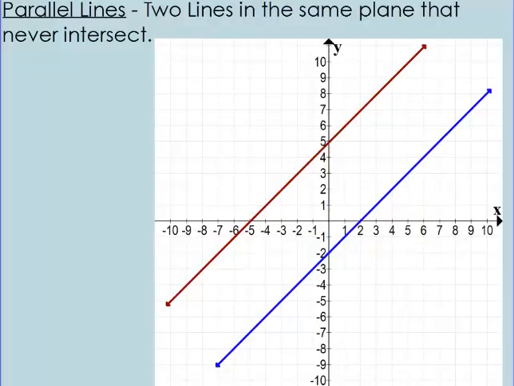Let's begin. So what are parallel lines? Well, they're two lines that are in the same plane that never intersect. So two lines and they'll never cross. They keep just going on and on forever. They'll never intersect. That's the key part.